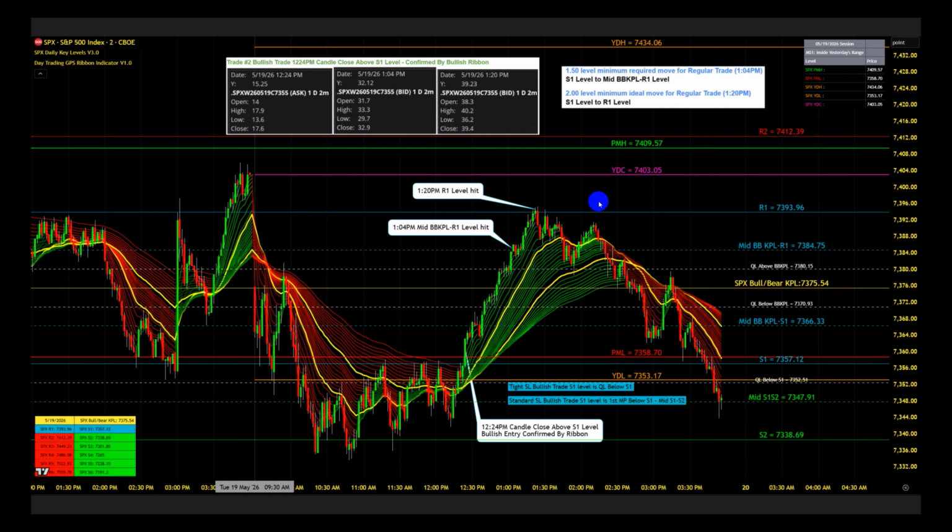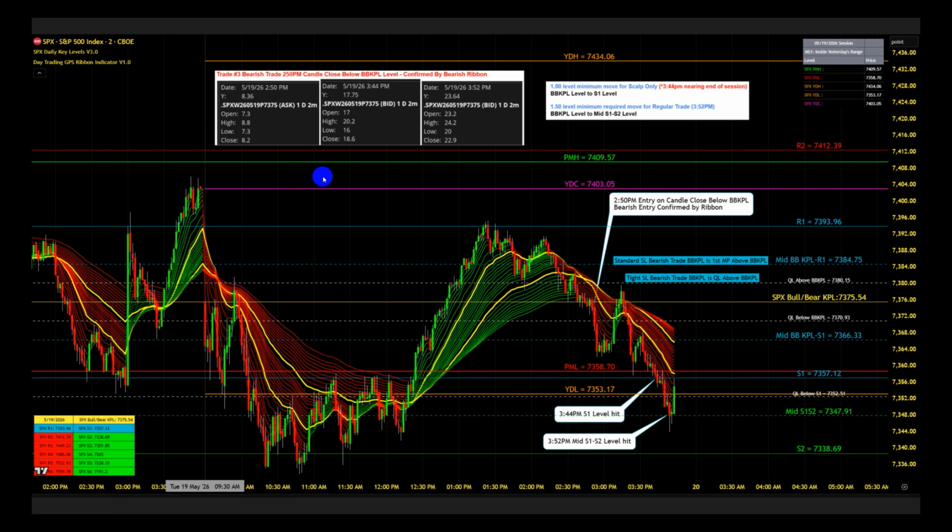Now we'll move on to trade number 3. Okay, so now we'll look at trade number 3. Trade number 3 is a bearish trade, which occurs on the 2:50 p.m. candle close below the BBKPL level and is also confirmed by the bearish ribbon. 2:50 p.m. entry on candle close below BBKPL, which occurs here. As you can see on this candle here, we have an all red ribbon and we have a close below the bull bear key price level.